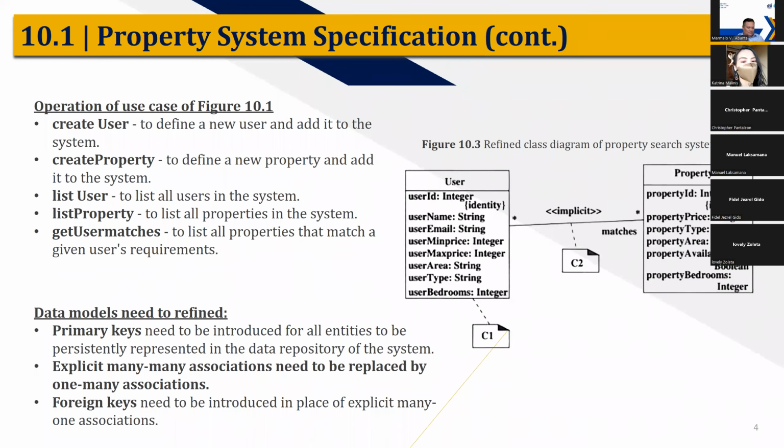Usually, let's say some properties, for example, the property code or the property code number should be unique. The same property code will be the same across all the database system and table structure sets. And also explicit many-to-many associations need to be replaced by one-to-many associations.